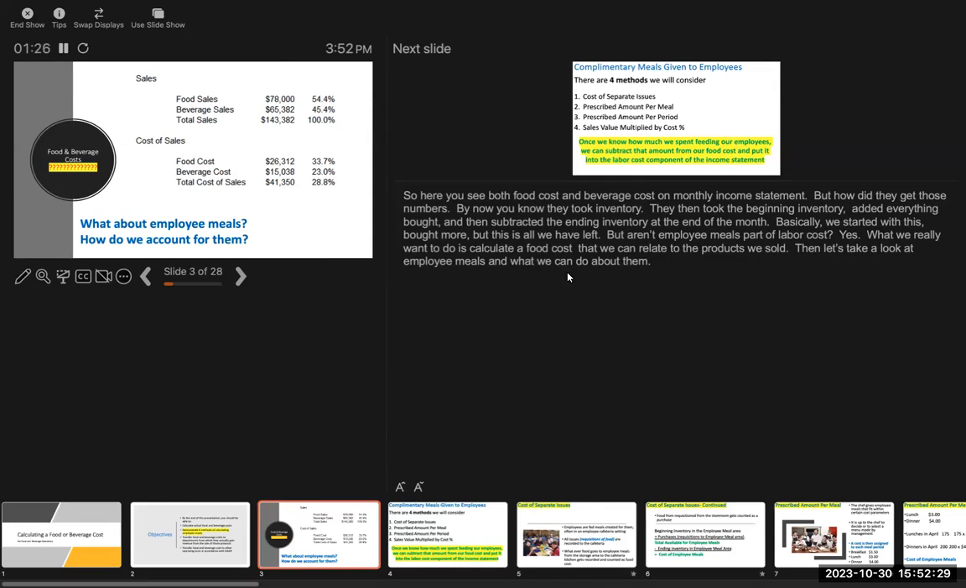But if we feed employees, how do we account for the meals that we feed those employees? But aren't employee meals just part of labor cost? Why, yes, they are. What we really want to do is calculate food cost that we can relate to the products that we sold. Then we can take a look at employee meals and what we can do to account for them and where they're charged to.